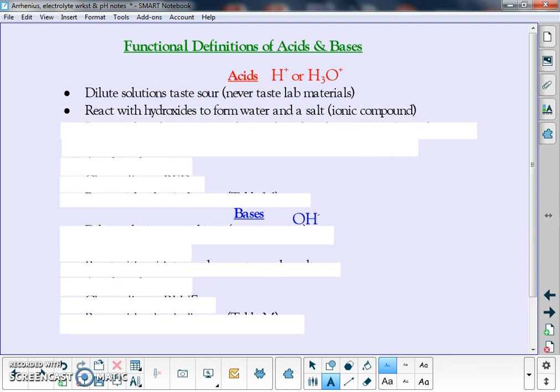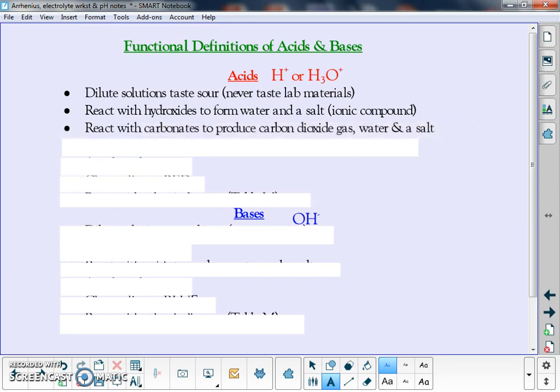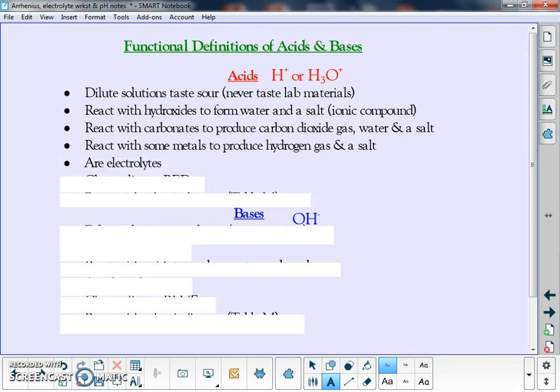Acids will react with hydroxides to form water and a salt. That is called a neutralization reaction. They cancel one another out. You did this back in earth science. You reacted acid with a carbonate, namely limestone, which is calcium carbonate, and it produced bubbles, and those bubbles were carbon dioxide gas. Also produced some water and a salt. They will react with some metals, and they'll produce a different gas, and that gas is hydrogen, as well as a salt. Acids are electrolytes.